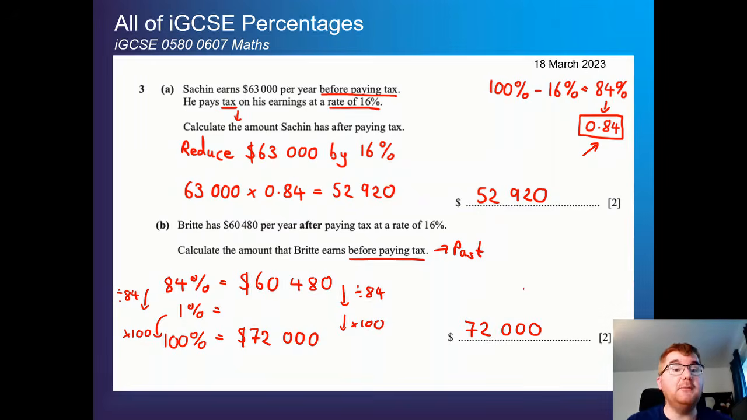Then we do a double sense check here. So she had 72,000. We take off 16%. Does that give us roughly 60,480? Yes, it does. Talking about 15% off here. So always use that double sense check to help you getting that right answer.